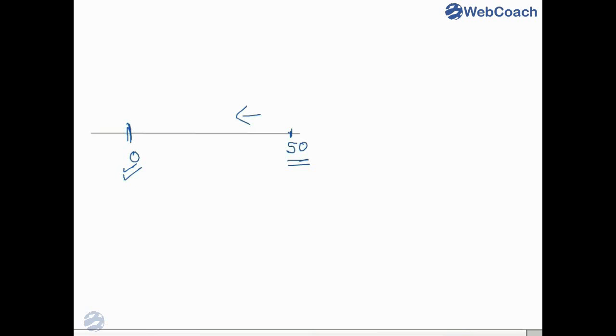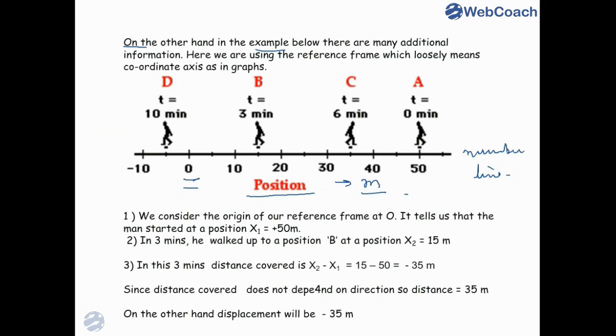For example, I have written on the slide also, if we consider the origin of our reference frame at 0, it tells us that the man started at position x1 equal to 50 meters. I will not say that it has traveled any distance. I will say his initial position is x1, which is equal to 50 meters. Now, I hope you understand why it is taken as x1. Why not y1? Why not z1 or whatever?